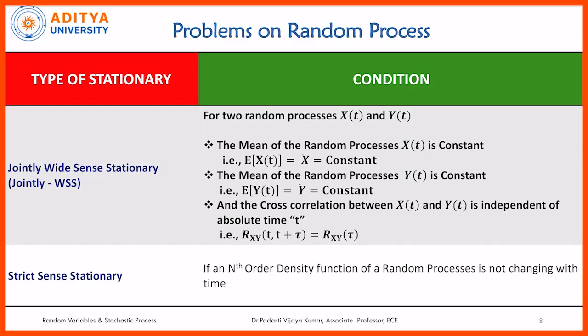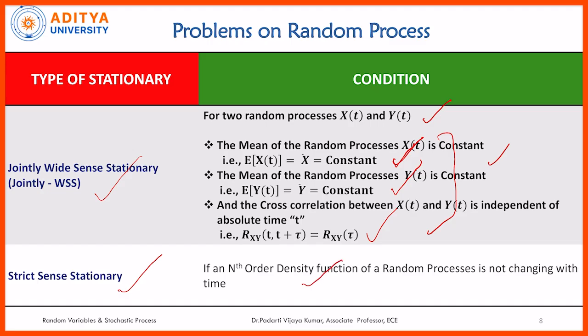One more stationarity is jointly wide sense stationary. This concept is valid for two different random processes, X of t and Y of t. The mean of random process X of t should be constant, and the mean of random process Y of t should also be constant. Along with that, the cross correlation function of the two random processes X of t and Y of t must be a function of time difference. All these three conditions must be satisfied, then only we can conclude it is a jointly wide sense stationary random process.